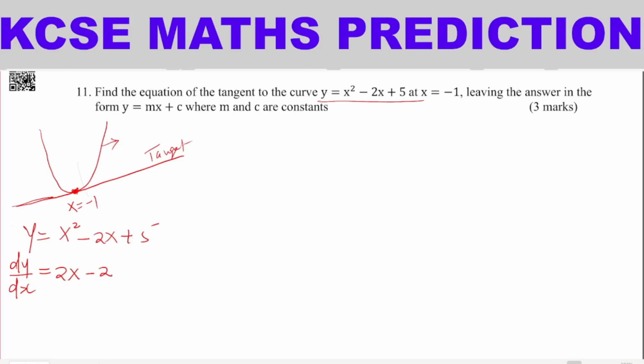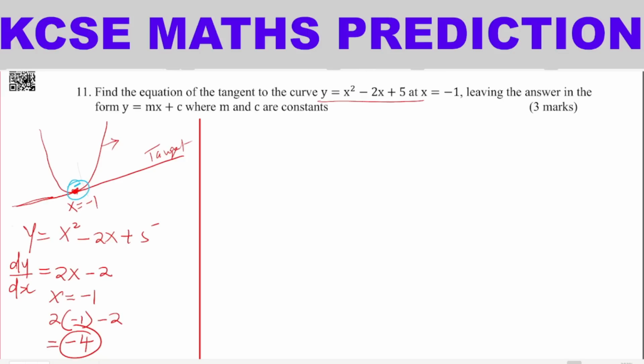So now to get the gradient at this point, x = −1, we simply substitute x = −1 in this expression. So 2(−1) − 2. So this will give −4. So the gradient of this curve at this point is −4, which will also be the gradient of the tangent, and that will be −4 as well. So once we've done that, now we have the gradient of the tangent, which is −4.